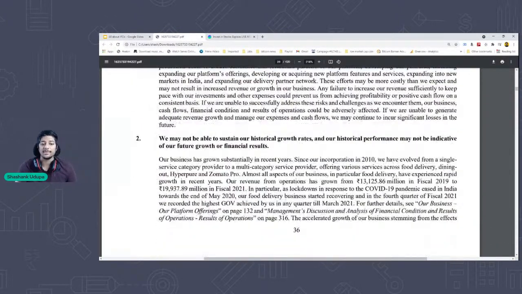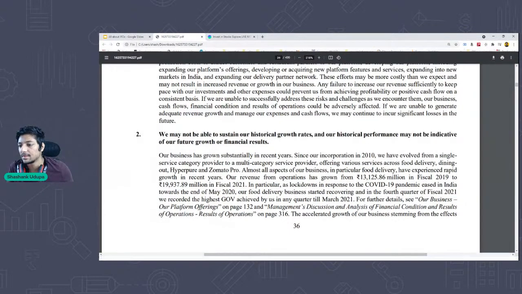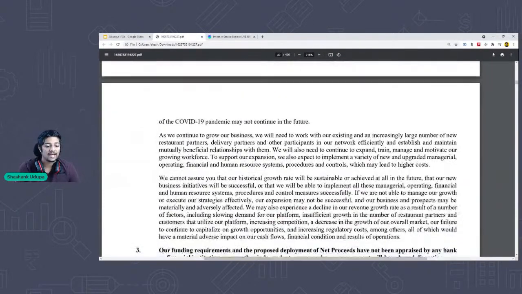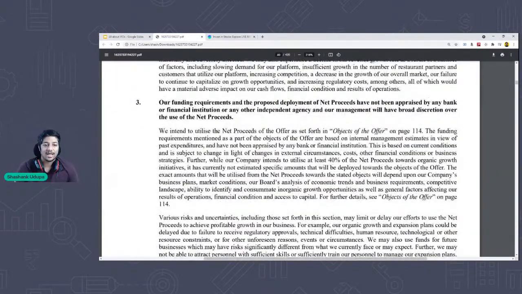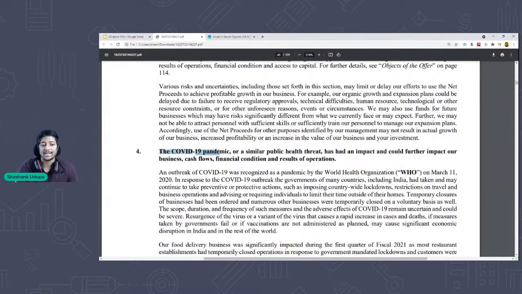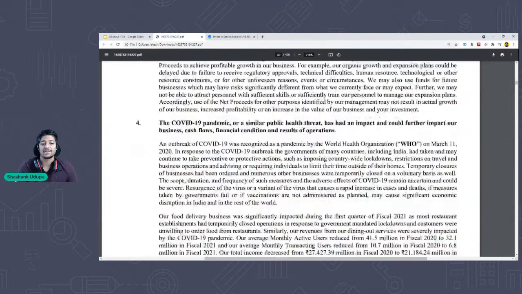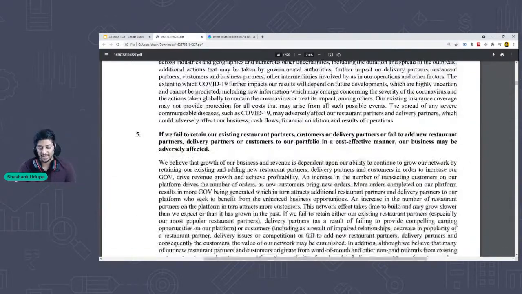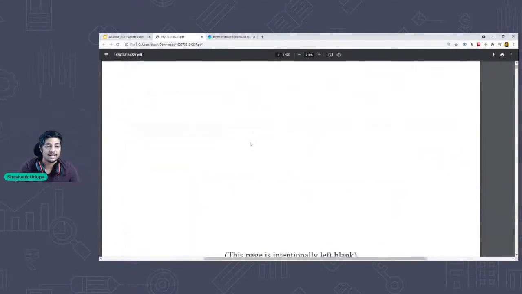Then, we may not be able to sustain our historical growth rates, and our historical performance may not be indicative of our future growth or future results. It's saying in the past we grew very rapidly, but it does not guarantee that we will continue to do so. That is something it also said. Next, our fundraising requirements and the proposed deployment of funds. So basically this entire section talks about how COVID-19 was an issue for them. All the risk parameters affecting Zomato are there under this section known as risk factors.